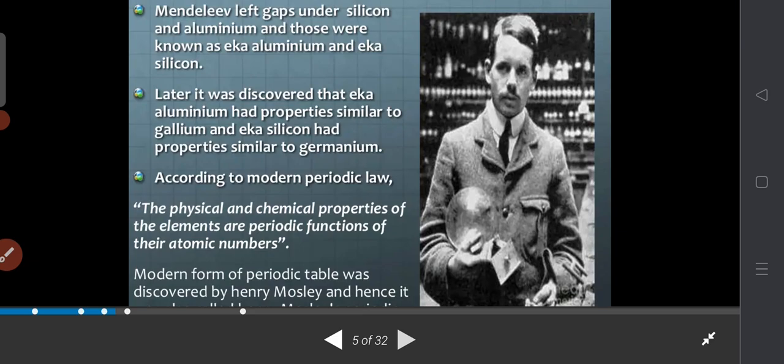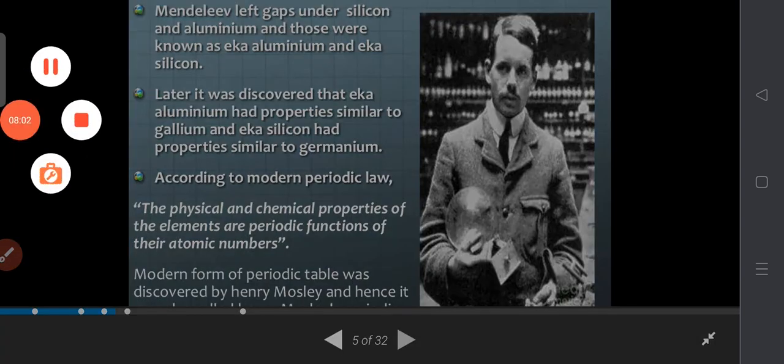So according to the Mendeleev periodic table, there are 8 groups and 7 periods. We put the elements that way, according to their atomic weight. But according to the modern periodic table law, we give the position according to their atomic number.